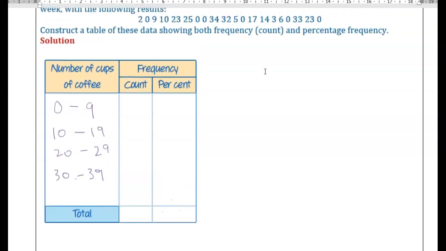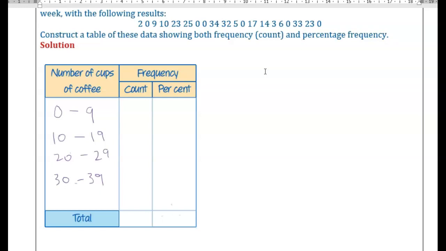So how many people had between 0 and 9 cups? So 1, 2, 3, 4, 5, 6, 7, 8, 9, 10, 11. Okay, and how many people were there? There were 20 there. So to do the percentage, 11 over 20 times 100, and your percentage would go there. And then you can go on and do the rest.